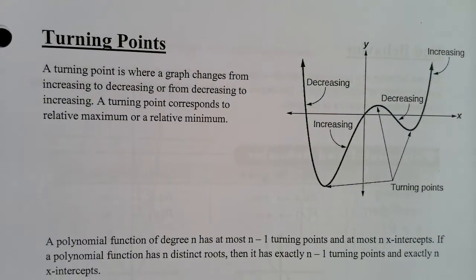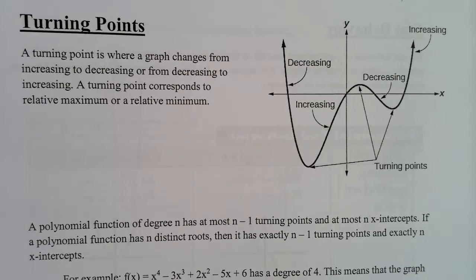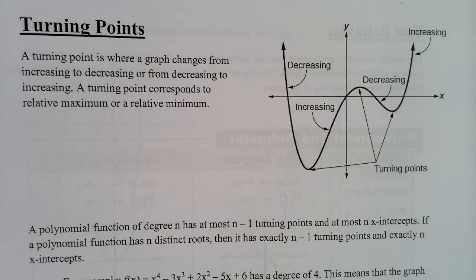Now we're going to do a turning point. A turning point is where a graph changes from increasing to decreasing or from decreasing to increasing. A turning point corresponds to what's called a relative maximum or a relative minimum. We're going to do those in the next lesson, relative maximum and relative minimum. But now we're going to do turning points.